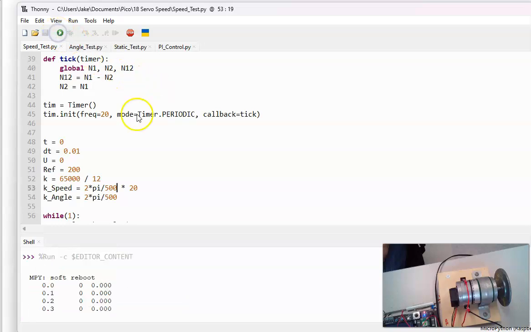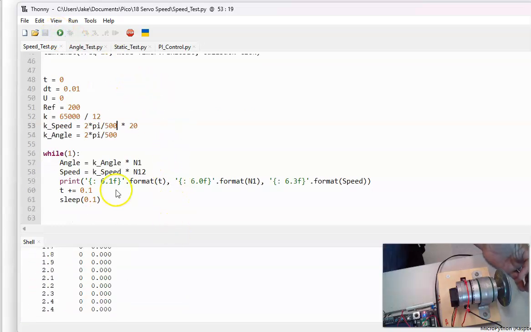If I then run this code, what I'm printing is the time, angle, counts, and speed, radians per second. So if I spin it once per second, 1001, 1002, the speed ought to be 2 pi radians per second. And going backwards, about 1 rotation per second, 2 pi radians per second. There's my speed measurement.